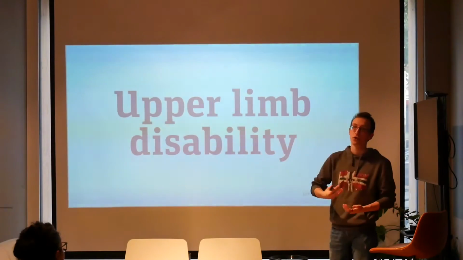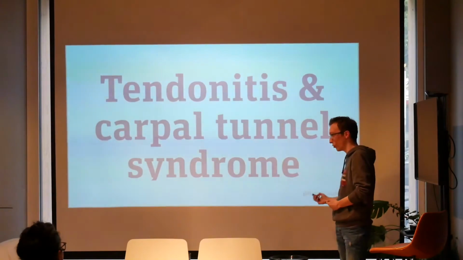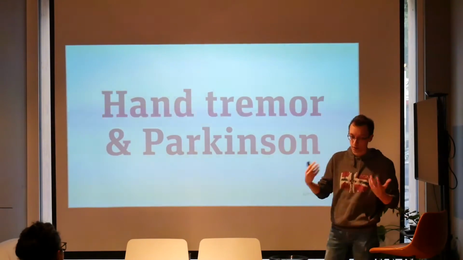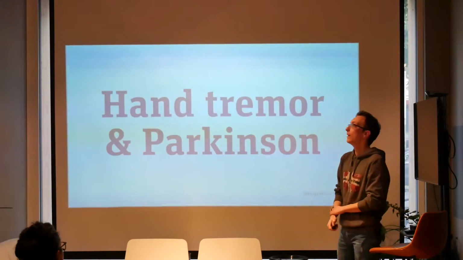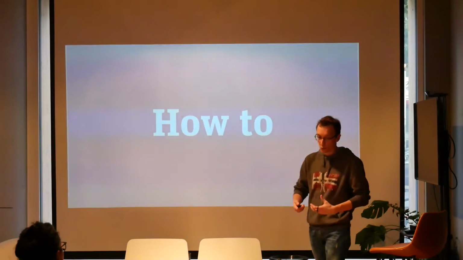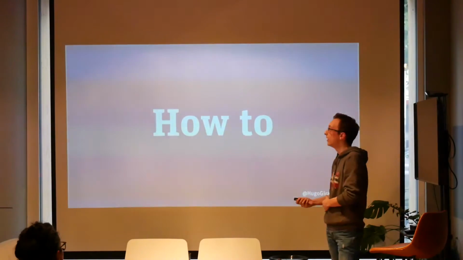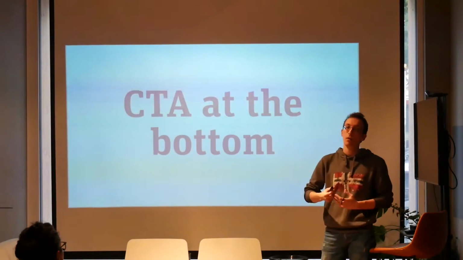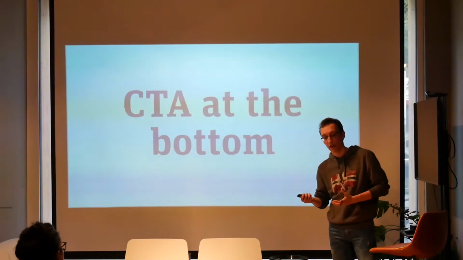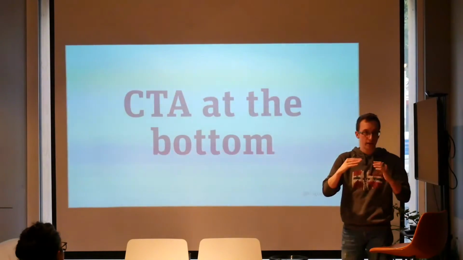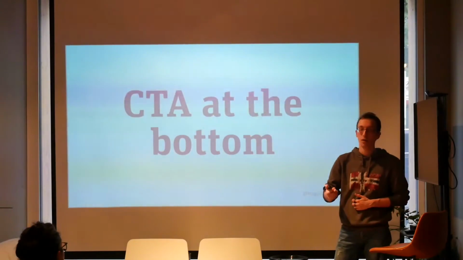Someone with an upper limb disability, such as a broken wrist, someone suffering from tendonitis or carpal tunnel syndrome, or, again, more critically, someone suffering from a hand tremor or Parkinson's disease. And what can we do to improve the experience of someone experiencing a mobility disability? One is on mobile, putting the CTAs, call to action, at the bottom. I think this is why a lot of popular websites move their main navigation to a fixed bottom bar. It's just easier to reach when you have only one hand available.